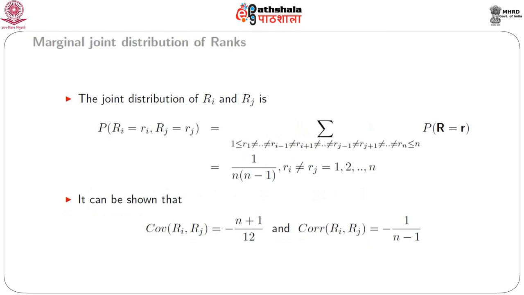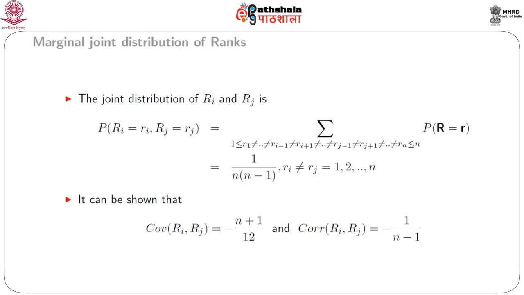Now, if we want to find the marginal joint distribution of ranks, we can proceed as before. In this case, the joint probability distribution of the rank vector is to be summed over all possible pairs except for Ri and Rj, and after summation we get that the marginal joint distribution of Ri and Rj comes out as 1 by n into n minus 1 for every Ri not equal to Rj.